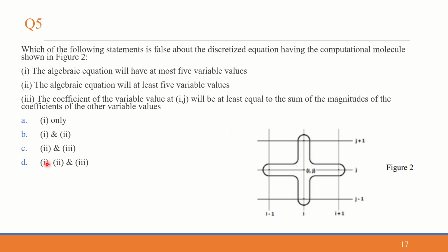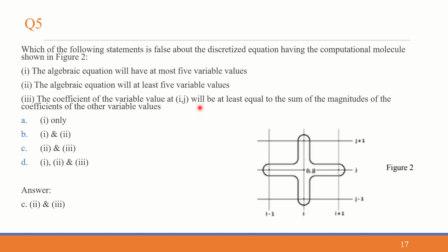So the answer is option C, that is 2 and 3 is the right answer. Because for this computational molecule, whenever we write the equations, we will be involving 1, 2, 3, 4, 5. So it will have 5 variables, but that coefficient will not be the sum of magnitudes of the coefficients of the other variables because it simply cannot be.